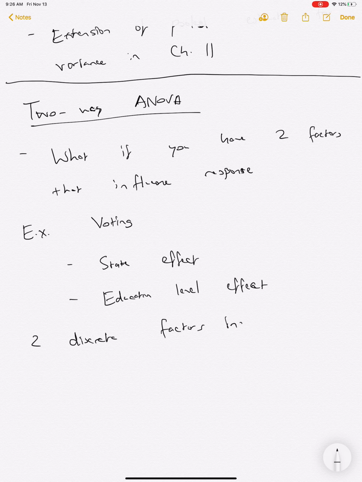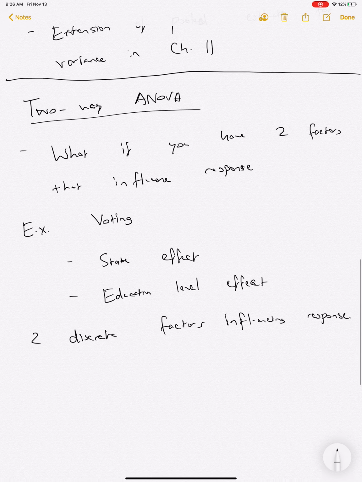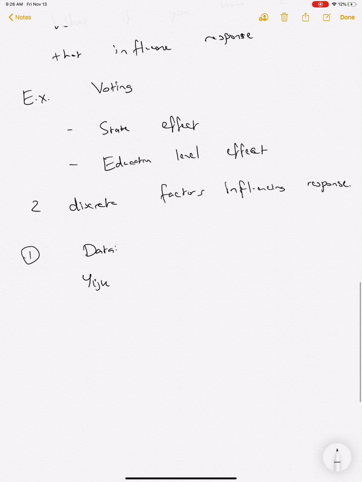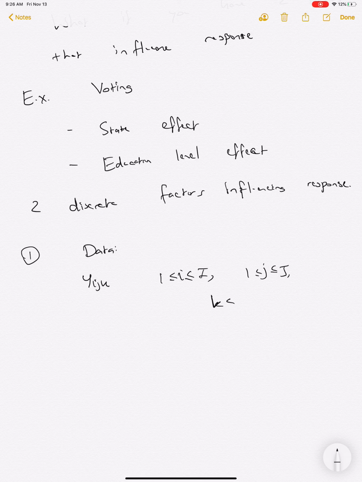Two discrete factors influencing the response. Okay, and so if you look at the data here and how we denote it, we're going to say that it's Yijk, where 1 ≤ i ≤ I, 1 ≤ j ≤ J, and I'm just using the same notation as in the book. 1 ≤ k ≤ K.